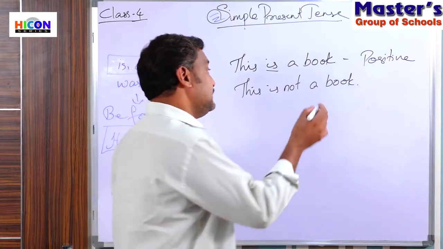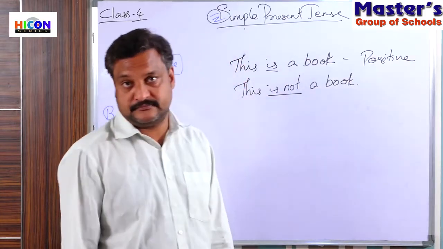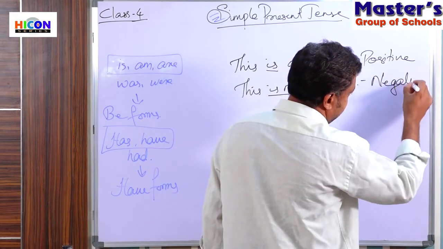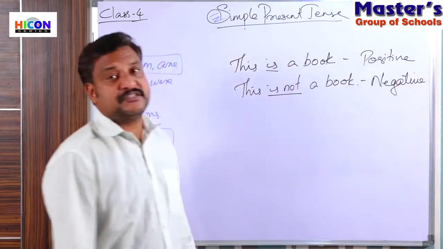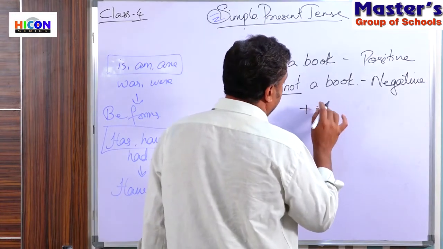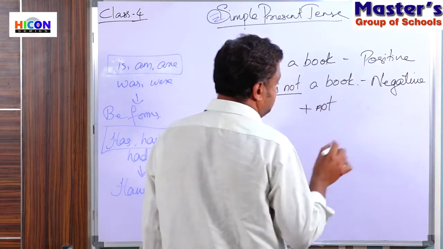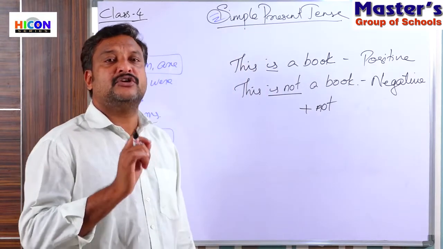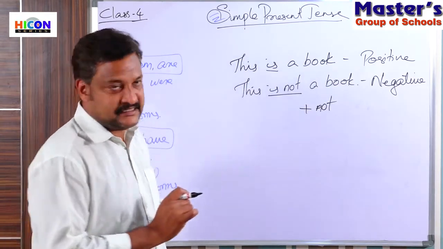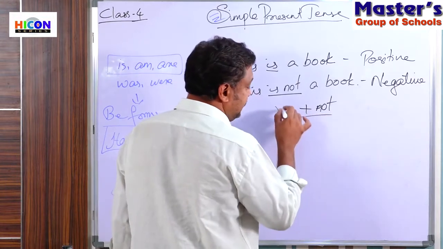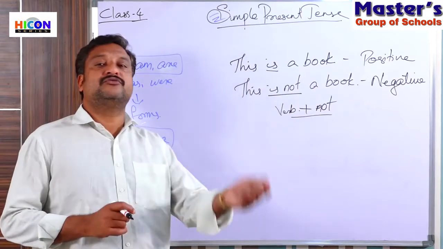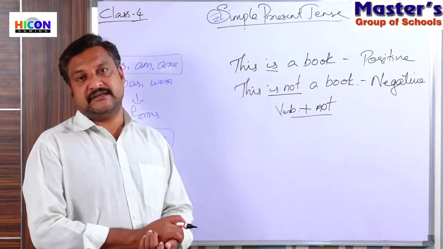In the second sentence, we added a not to that, and then it becomes a negative sentence. So how do we make a positive sentence negative? Yes, we can change a positive sentence negative by adding not. We should simply add not to a sentence to make a positive sentence negative, and that not has to be added after the verb. So when we add not to the verb, then we get a negative sentence.